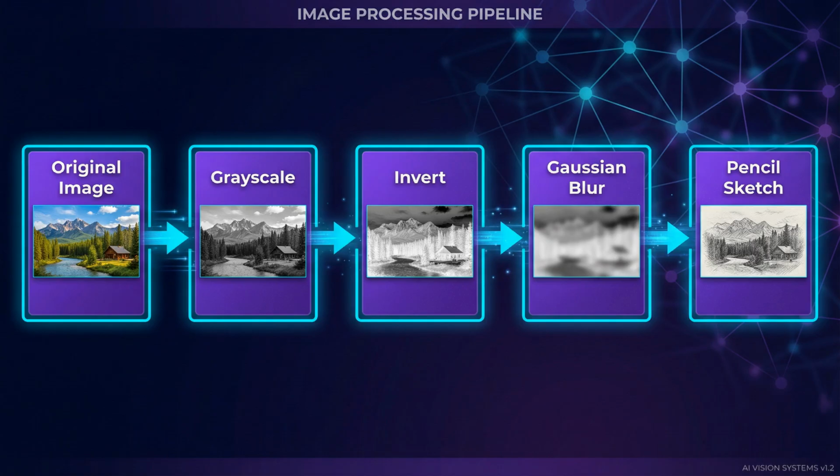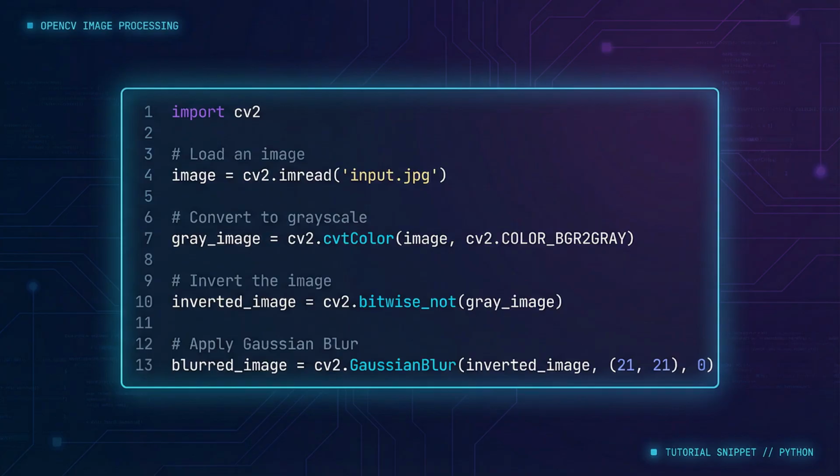At its core, we're using a computer vision technique that involves a few simple steps: converting the image to grayscale, inverting the colors, and then applying a Gaussian blur. The result is a surprisingly realistic pencil sketch effect. The best part is you don't need to be a coding genius to do this.